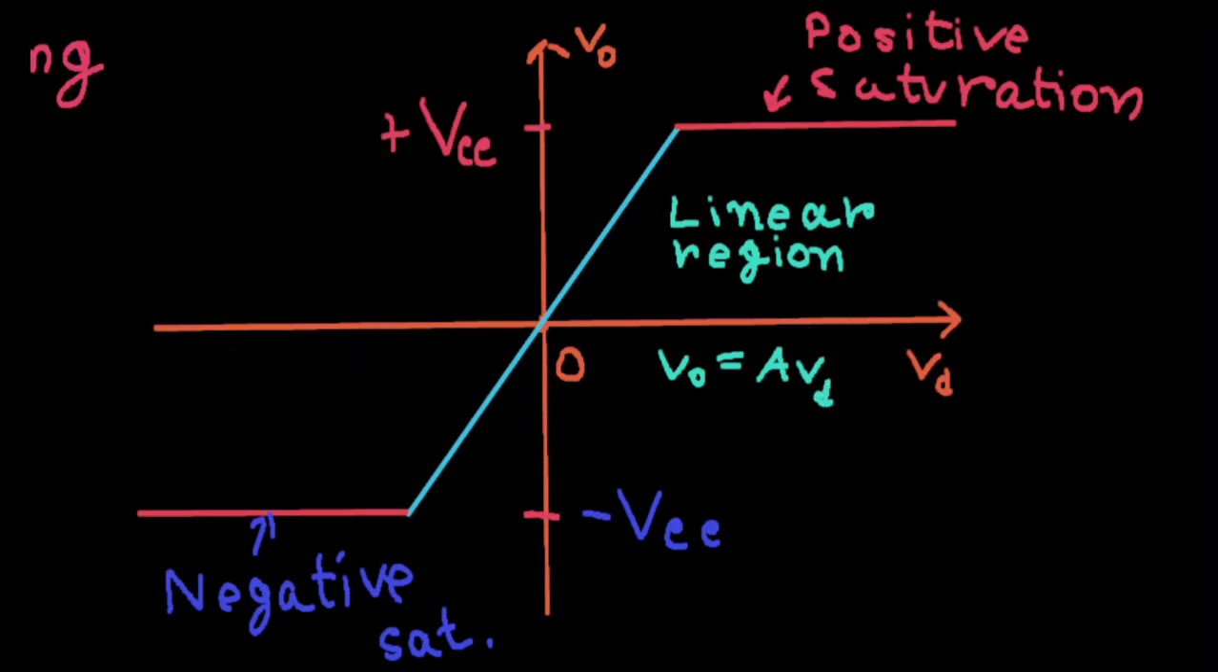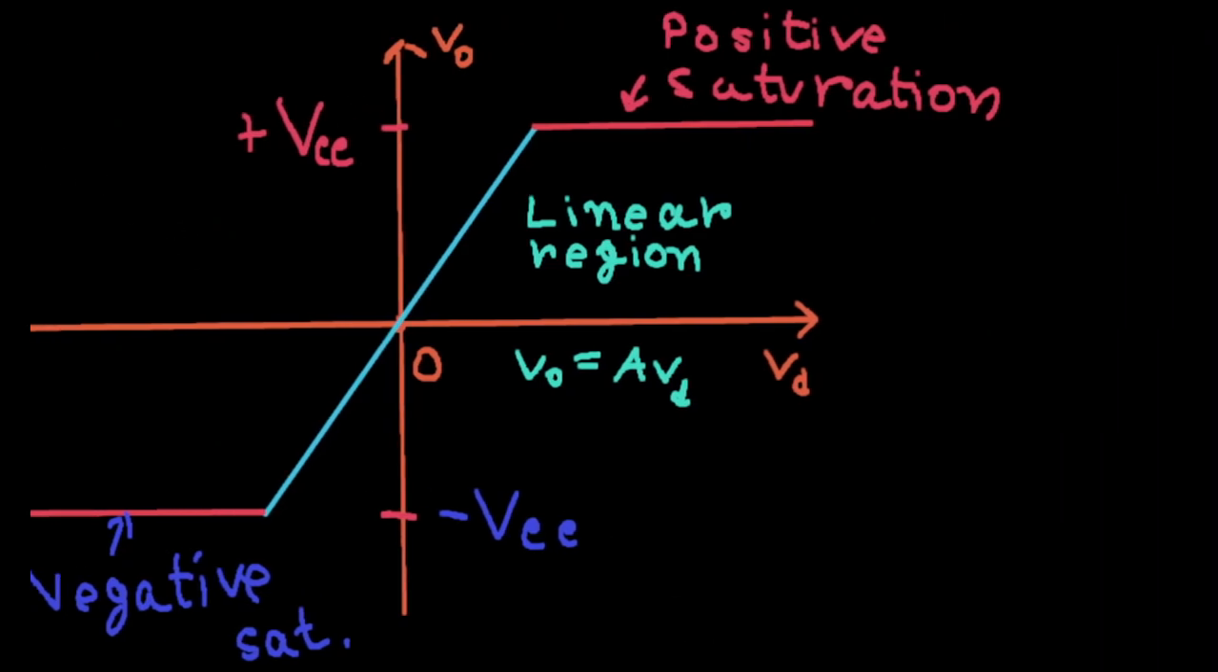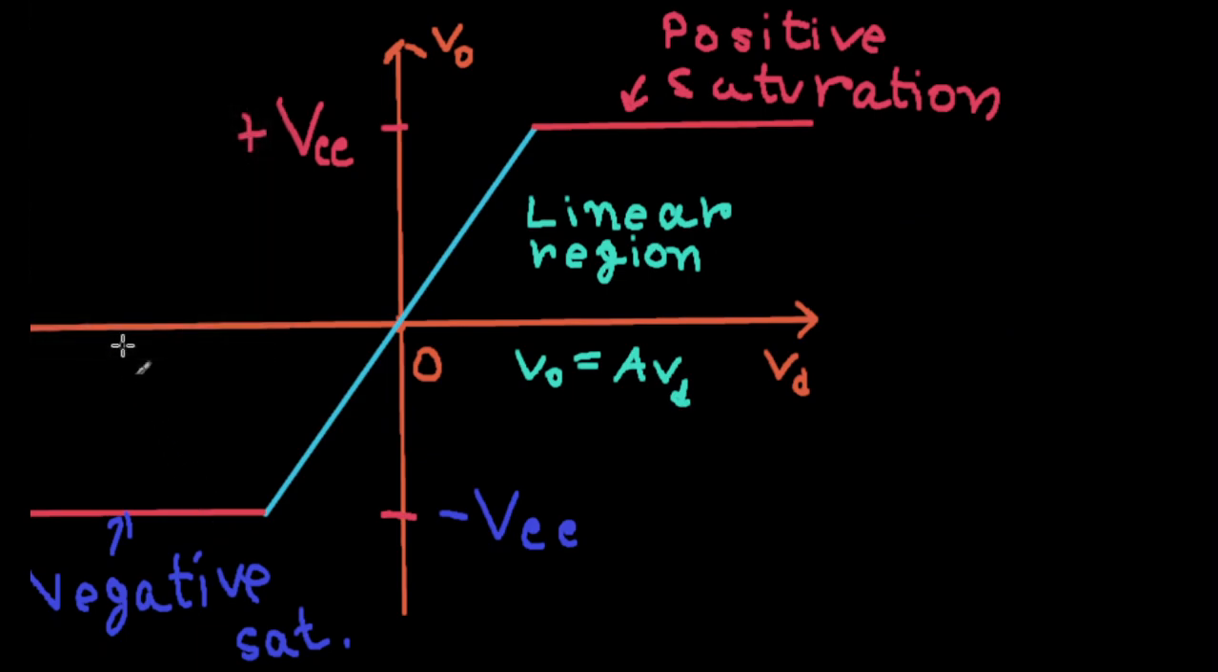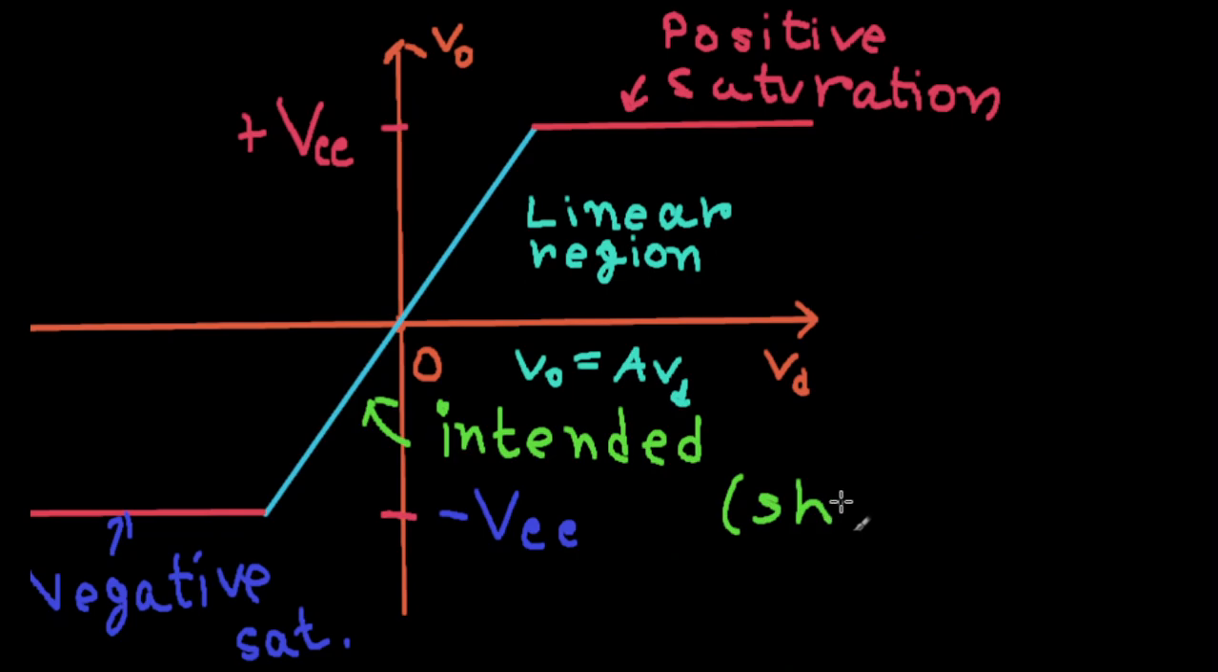One last thing to mention is that we actually want our op amp to operate in this linear region. The op amp is intended to operate here. This is the intended operation region, or it should operate here. We don't want to go into the saturation areas.